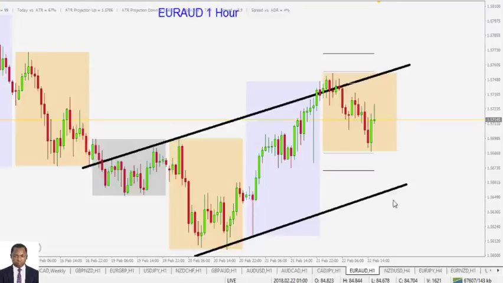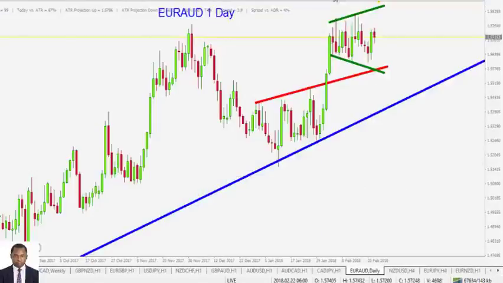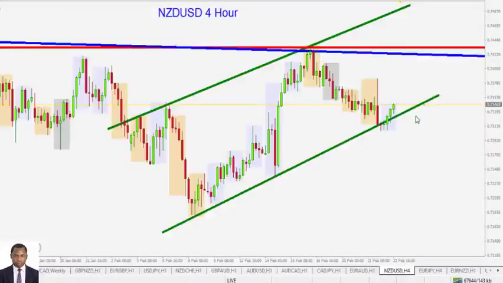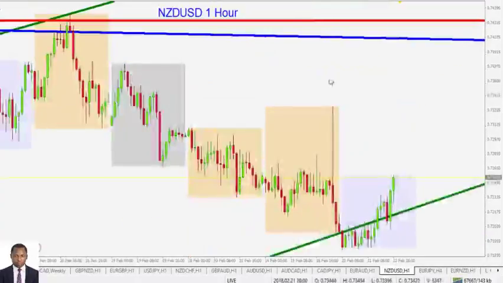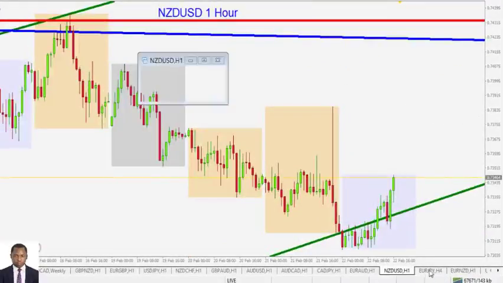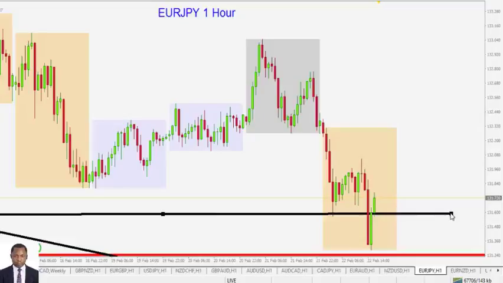Gone too far. Euro against Australian dollar. Really ugly chart. Nothing to trade. New Zealand dollar against the American dollar. Bouncing. Nothing to trade. Euro against the Japanese yen. Bouncing off support line, but no hint yet. Maybe during the part-time live market analysis we are going to find some valid setups.